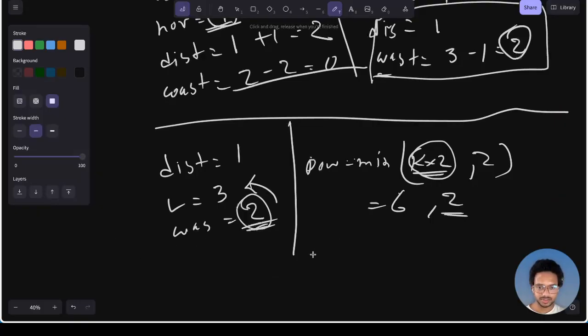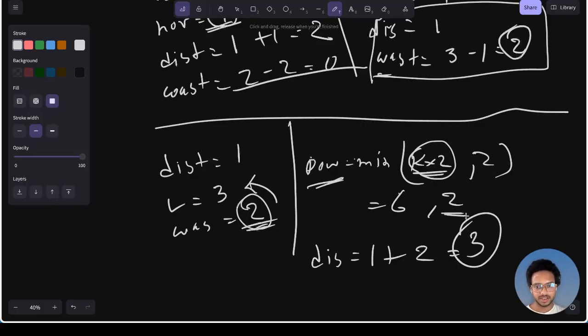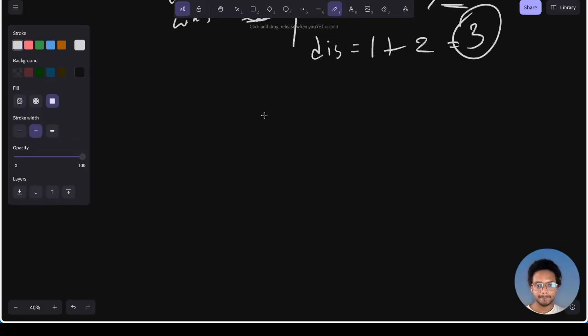So my current new distance will be the previous distance, which is 1, plus the power I got, which is 2, so 3, right? And again, each time I'll compare, my answer will be the maximum of the previous answer and the current distance, right?